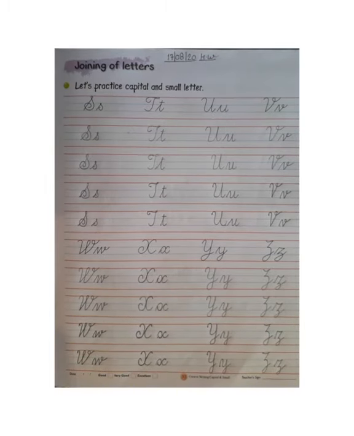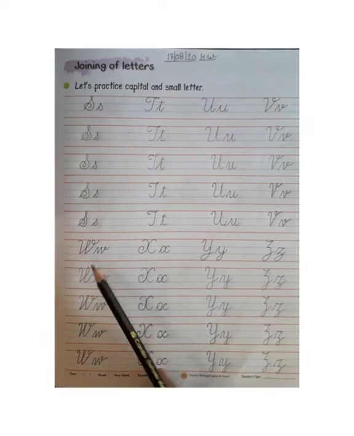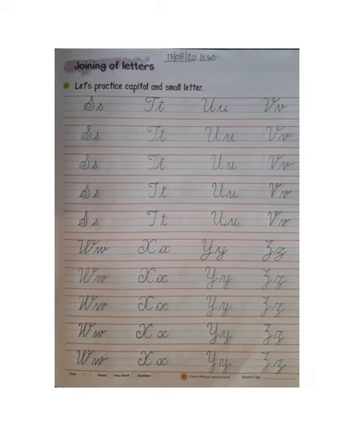You can see how to make S, T, U, V, W, X, Y and Z, and you will make it the same like this. Now we will make the rest in our next class, and do your assignments the same like this, in lining, neat and clean.